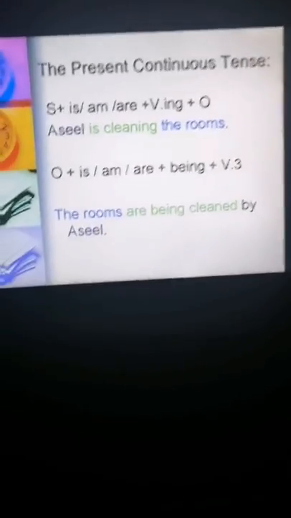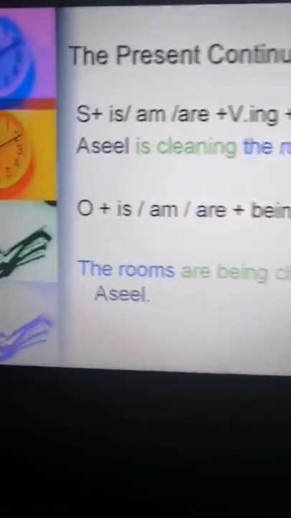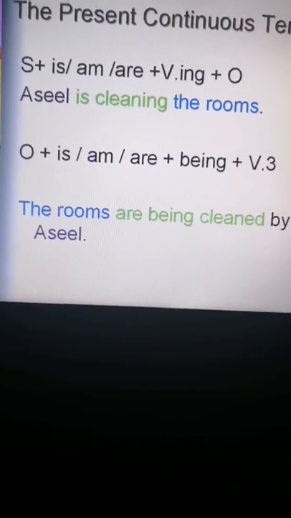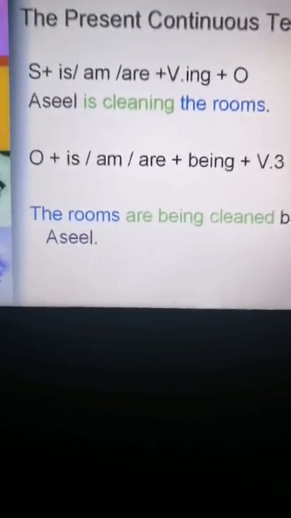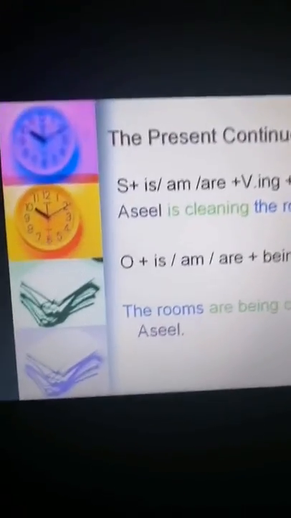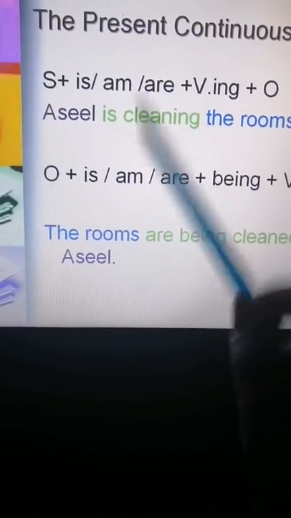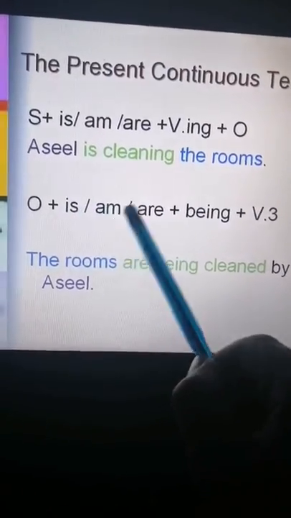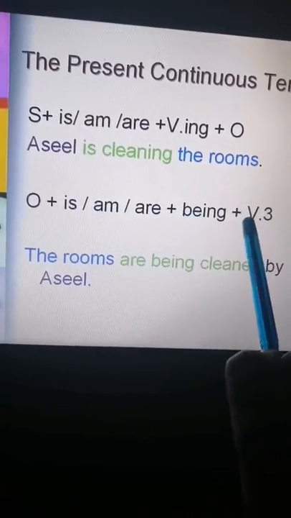The present continuous tense. As you know, the present continuous tense is subject plus is or am or are plus verb ing. If the subject is singular, we should put is. If the subject is I, we should put am. If the subject is plural, we should put are, plus verb ing and object. The first step, we said that we should put the object at the beginning of the sentence, then the verb. Here, the present continuous becomes is, am, are, being, plus verb 3.